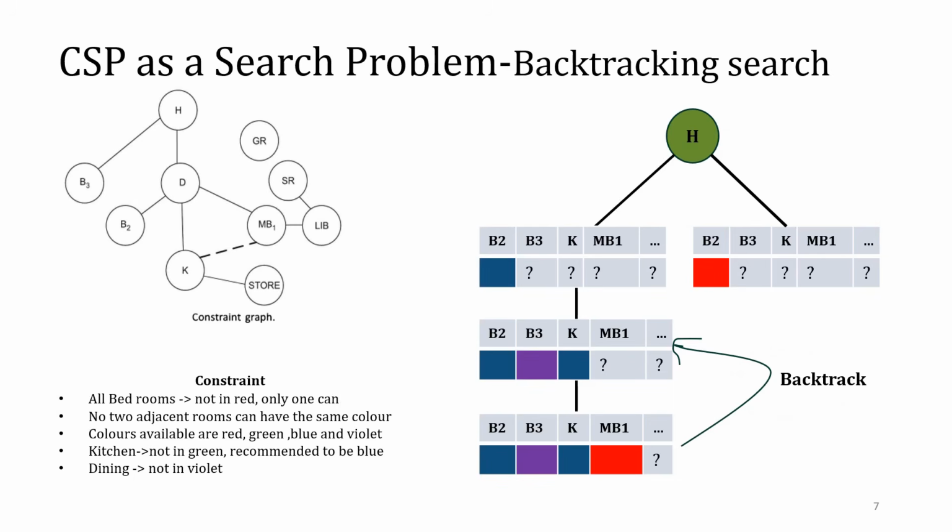Now CSP as a search problem, let us see when backtracking is required. We start with coloring the hall as green. So this is colored in green, and then B2 is in blue. So this is going to be in blue.